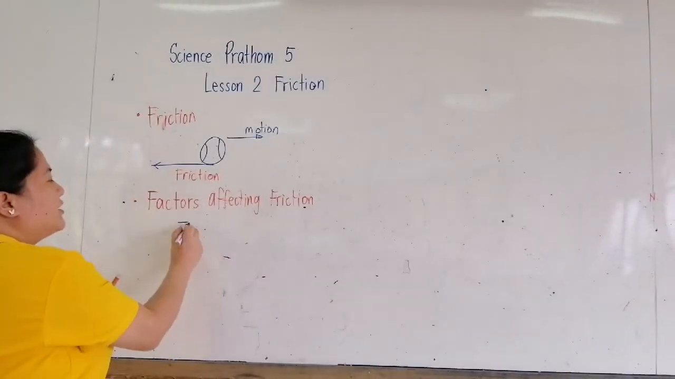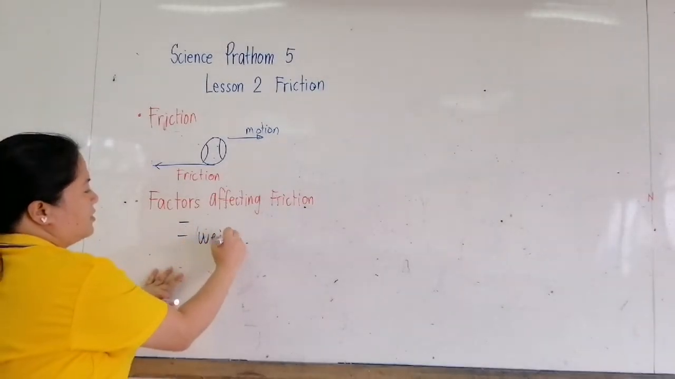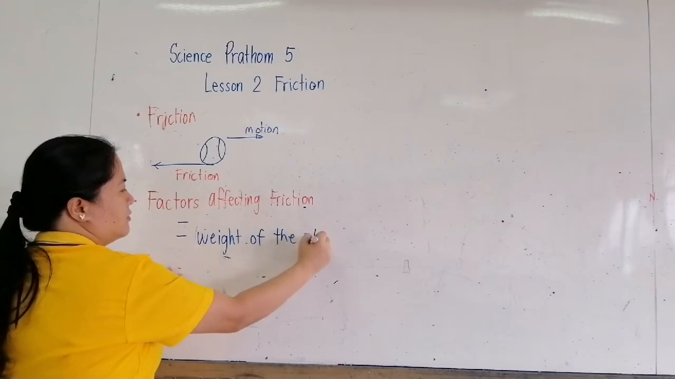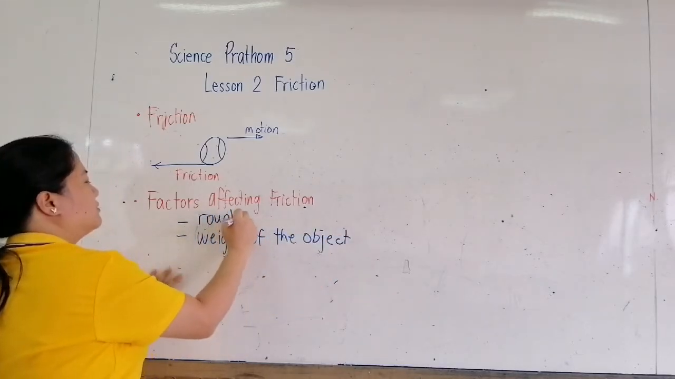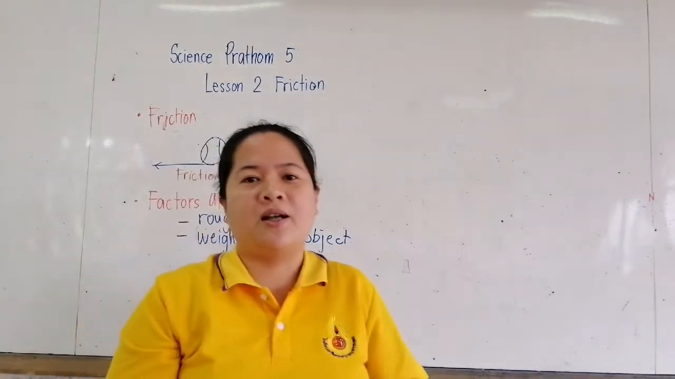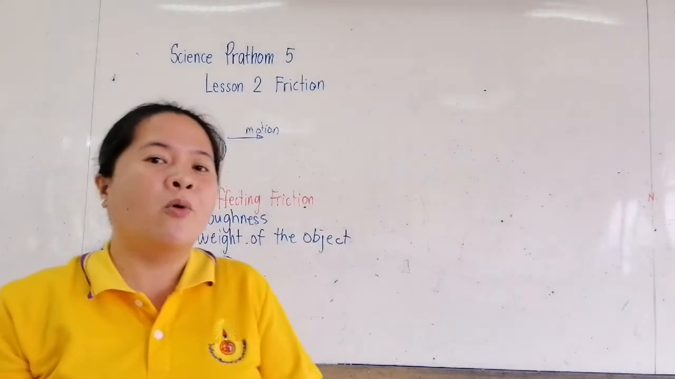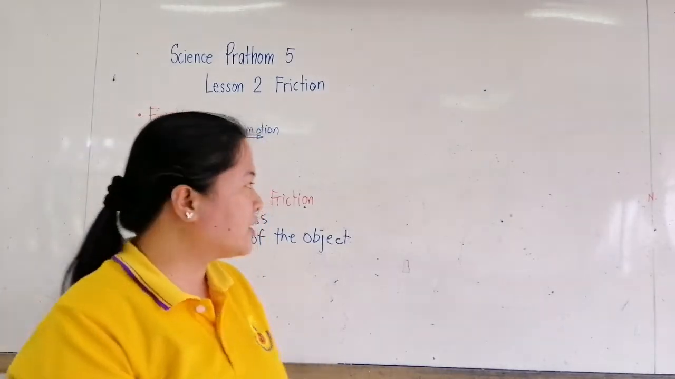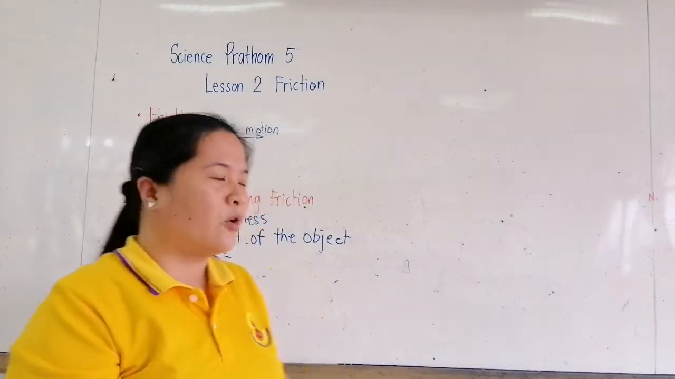Another factor affecting friction is the weight of the object. Okay. First is the roughness of the surfaces. Weight of the object affects friction. If the object is heavy, there will be more friction. If the object is light, there will be less friction. I hope you already understood this from the videos that you have watched.